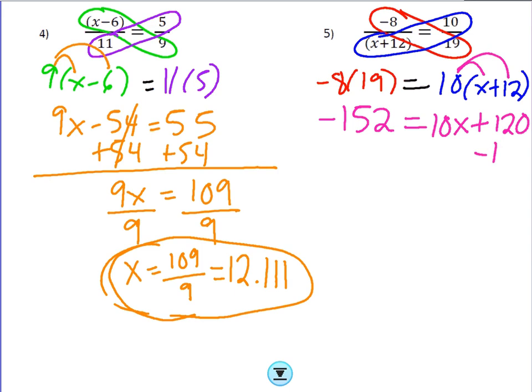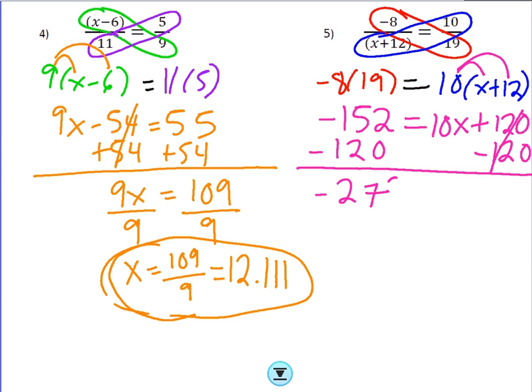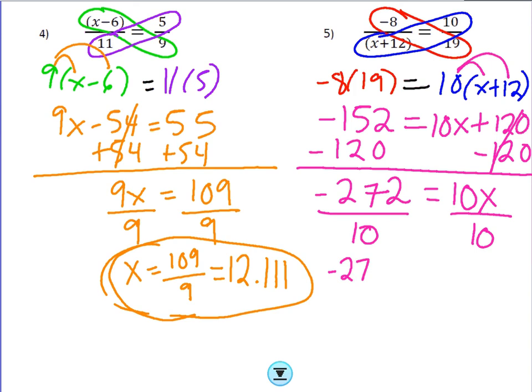Our goal here is to get x by itself, so I'm going to get rid of the 120 here by subtracting 120 from each side. So I get negative 272 equals 10x. And then I'm going to divide both sides by 10. Again here, I'm going to get a decimal. So I'm going to either leave this as a fraction, negative 272 divided by 10, or I will put that in my calculator, get a decimal, which is negative 27.2.